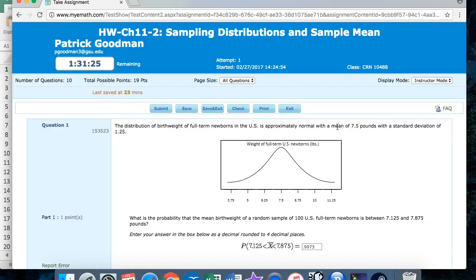So they give us our mean, and then they give us our population standard deviation. So be very careful when you're doing a sampling distribution. You have to find your sample mean and sample standard deviation. Your sample mean is easy.